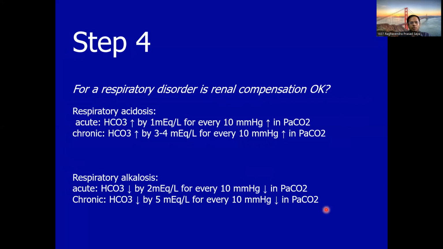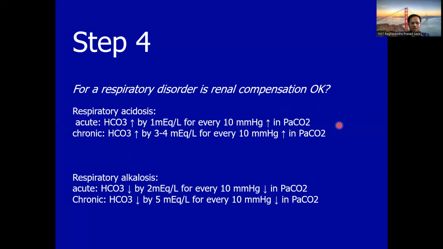Then step 4: if the patient has a respiratory disorder, is the renal compensation appropriate? Whenever a patient has respiratory acidosis, there is an increase in PCO2. Correspondingly, there should be an increase in bicarbonate. That is the metabolic compensation.